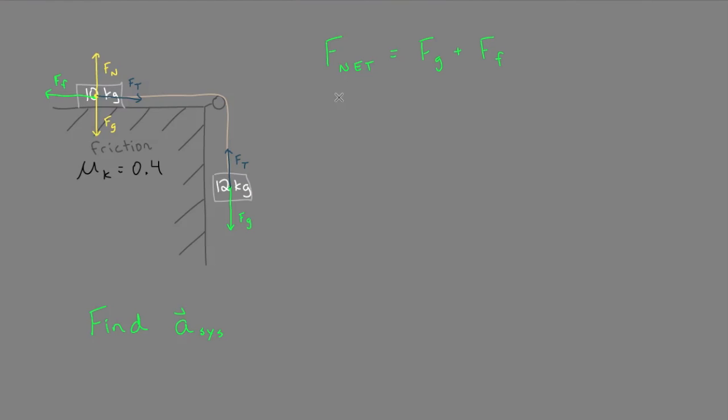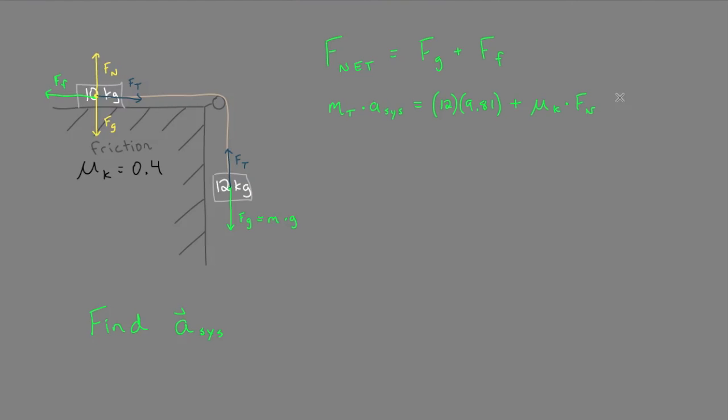Net force is the total mass of the system times the acceleration of the system, which is what we're solving for. And we have Fg. We know force due to gravity is always mass times gravity, which is 12 times 9.8. We could use 9.81 or sometimes even 10. Let's just use 9.81 actually. Plus our force of friction. The force of friction, we have an equation for, it's mu k times the normal force.